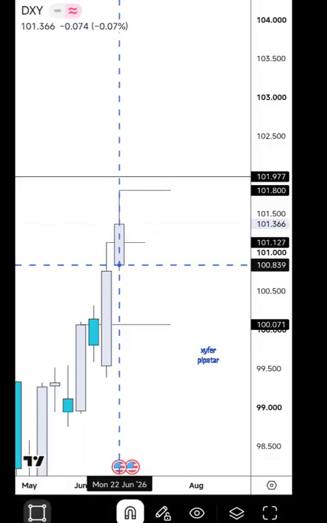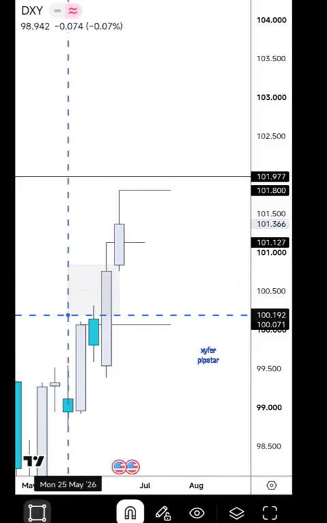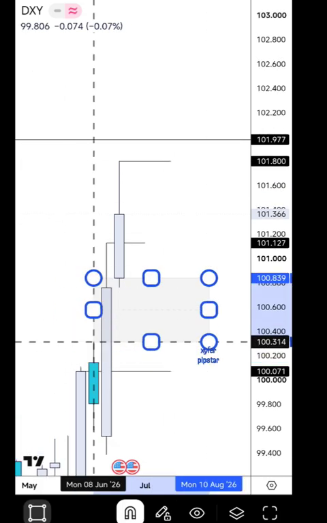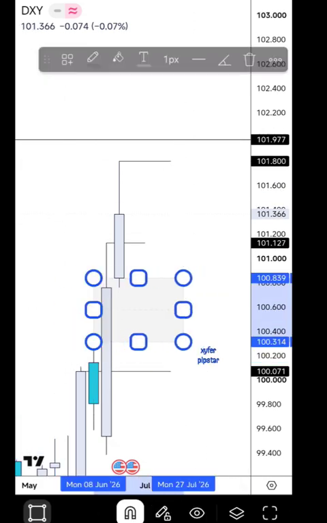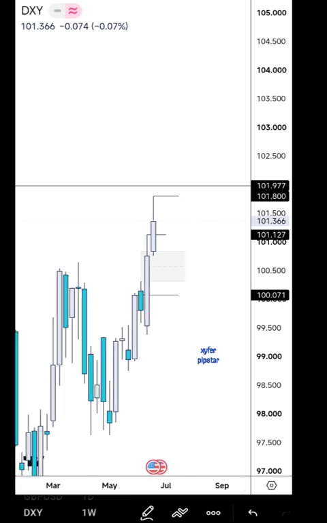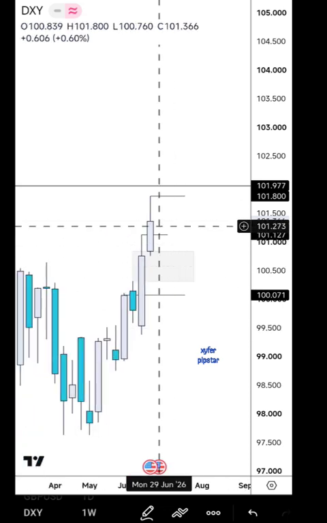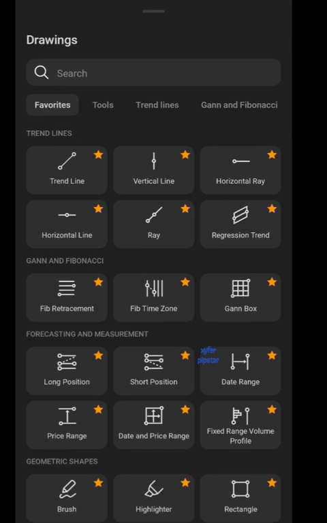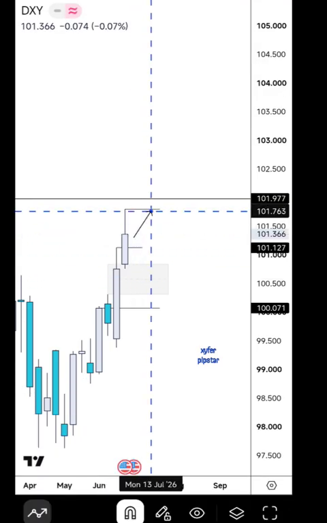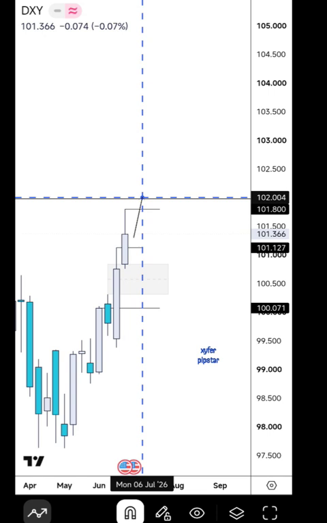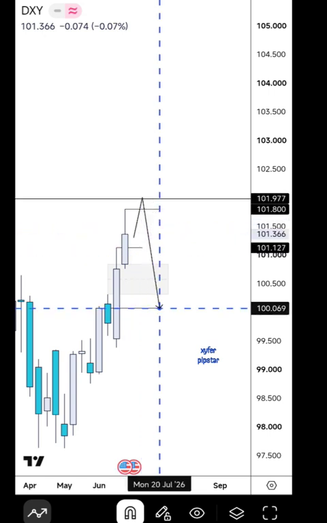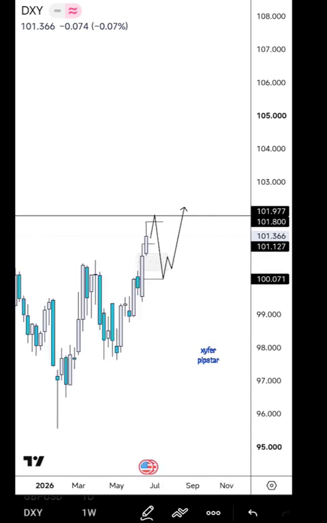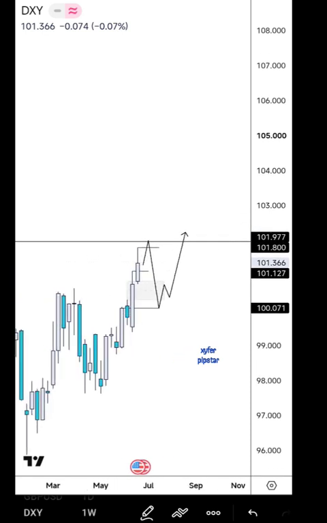We still have this new week opening gap here, and we also have the fair value gap below here. You cannot expect the market to go higher before filling these liquidities. So you can expect the DXY to go like this, something like this. It's just an outlook. Okay?